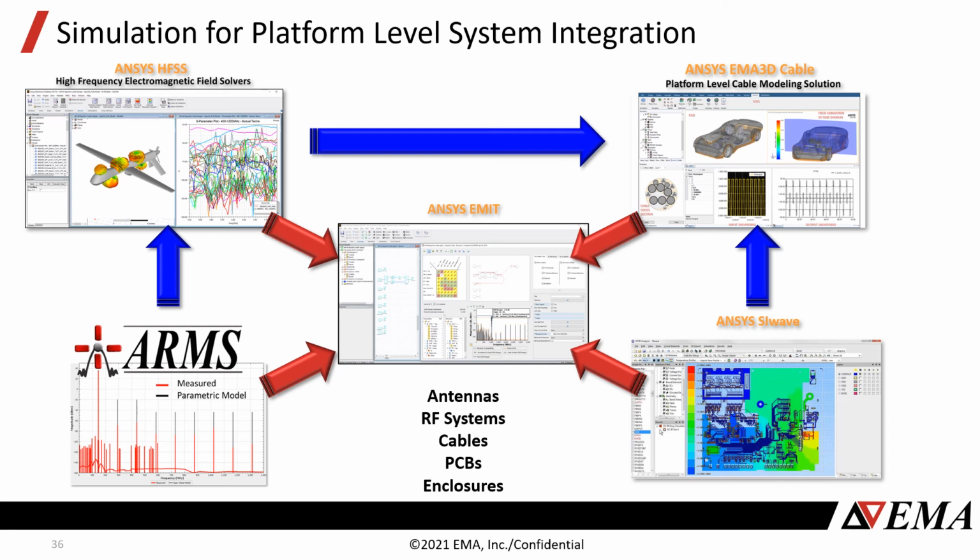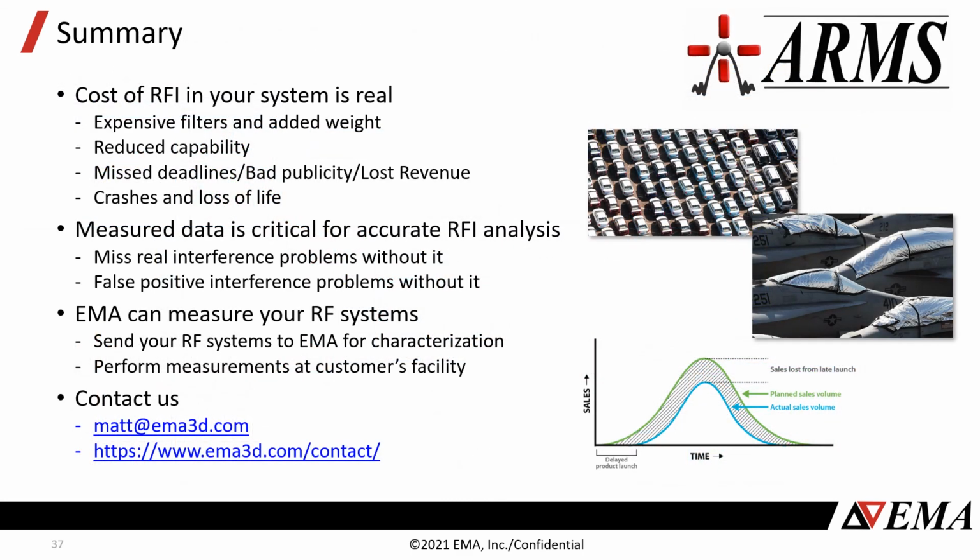And all of this data goes into the EMIT software. EMIT manages a lot of data for antennas and filters and amplifiers and RF systems. It's within EMIT that we're able to pinpoint the interference and then come up with an effective way to mitigate that interference. So again, ARMS is certainly important. It is part of the overall solution for solving these types of problems.